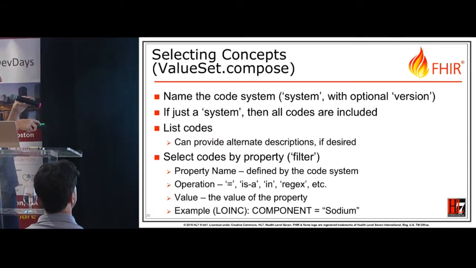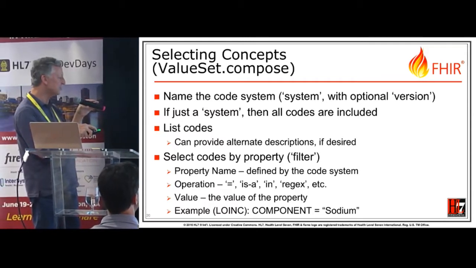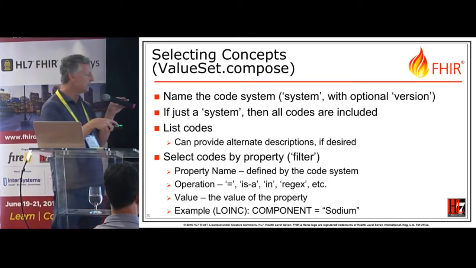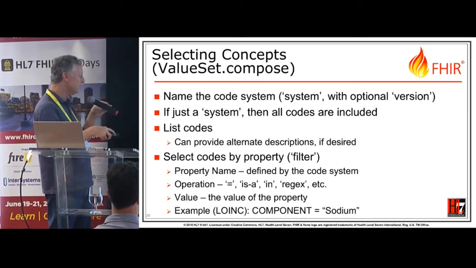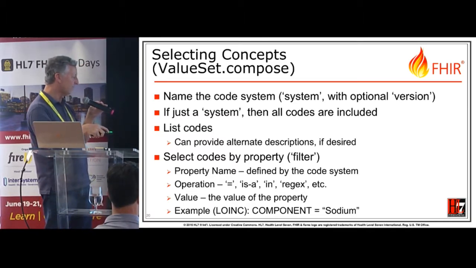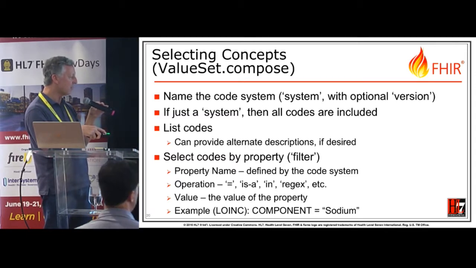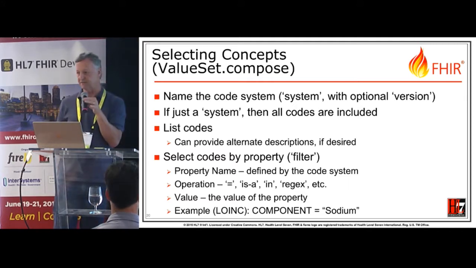So anyway, I can select the codes by property using a filter, and you can name the property, and there are different operations. Equals, and in is a set membership basically from a value set, and regex for manipulating strings to do matches, and then the value. An example would be using LOINC, you might specify a filter for the component property, and you'd say it's equal to sodium, and so you'd get all LOINC codes that have sodium.